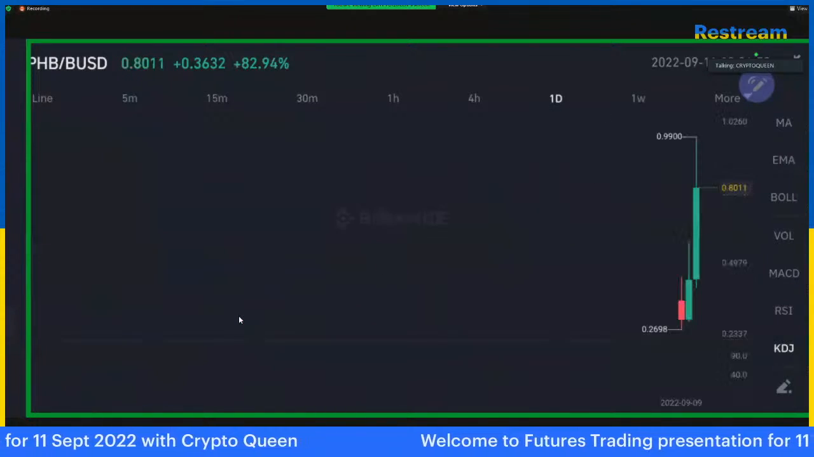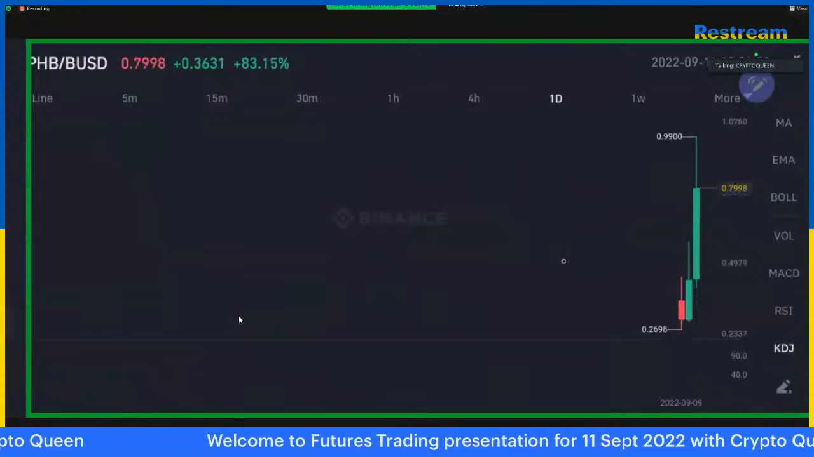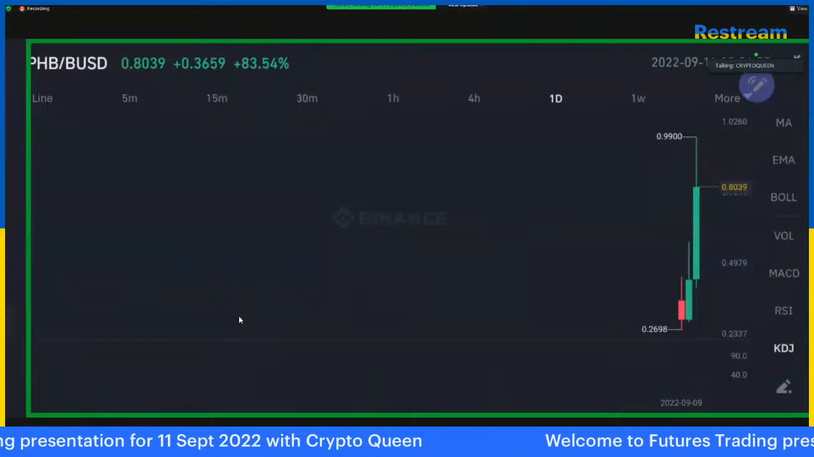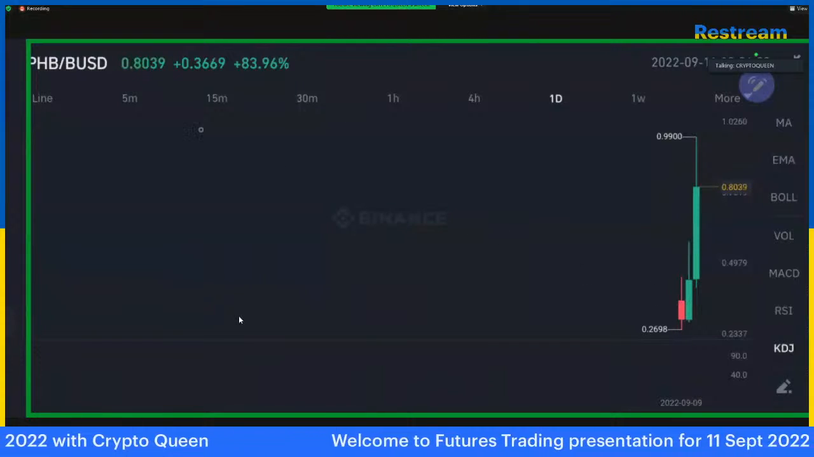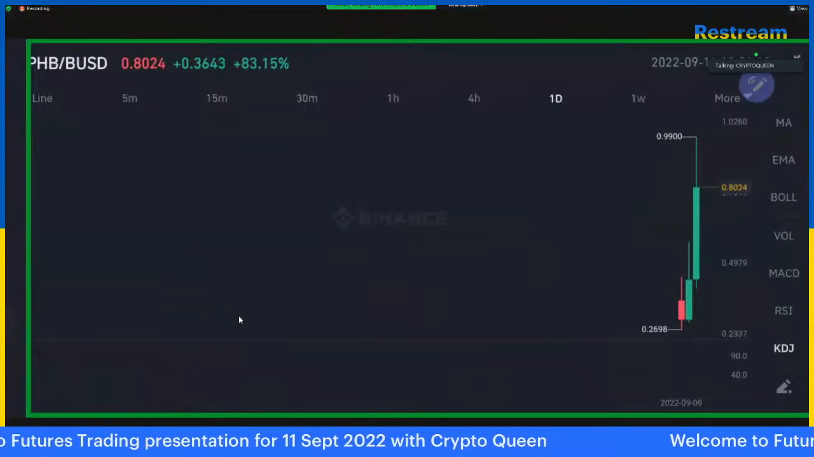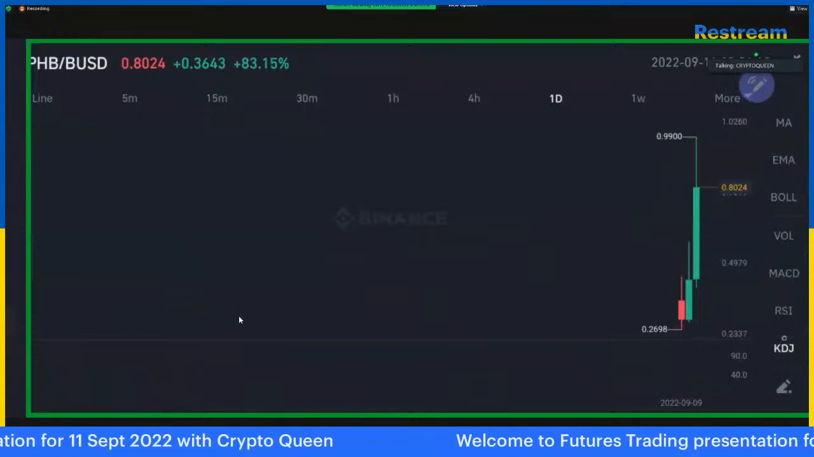Let me change to 1 day and see. I'm just telling you, this is a new coin. I think it was listed in BUSD in the last 3 days, 1, 2, 3, 4. This coin may not give me what I want. Let me pick another coin.